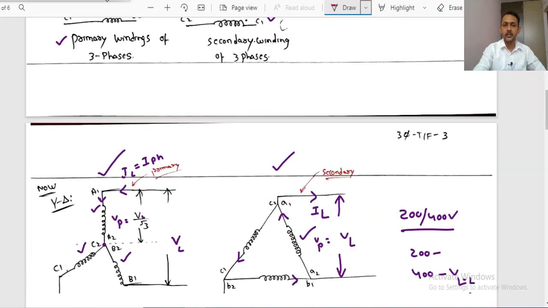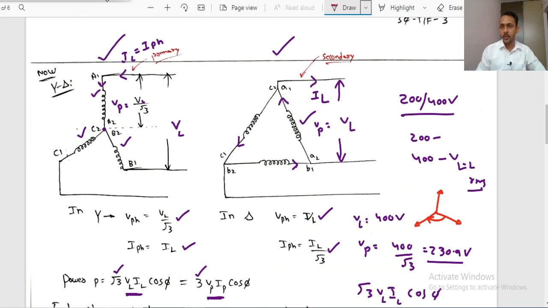In this entire discussion, dear students, the key point is that windings can have different combinations: either star-star, star-delta, delta-delta, or delta-star. But whatever it might be, if it is star, phase voltage equals line voltage by root 3 and phase current is the same as line current. If it is delta, phase voltage equals line voltage, and phase current equals line current by root 3. These are the important basics.